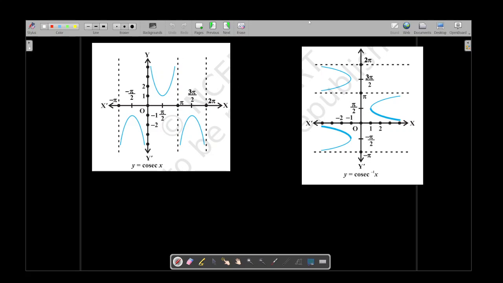Finally, we move on to the final trigonometric function, cosecant x. Here you can clearly see I have to take the branch from here to here.